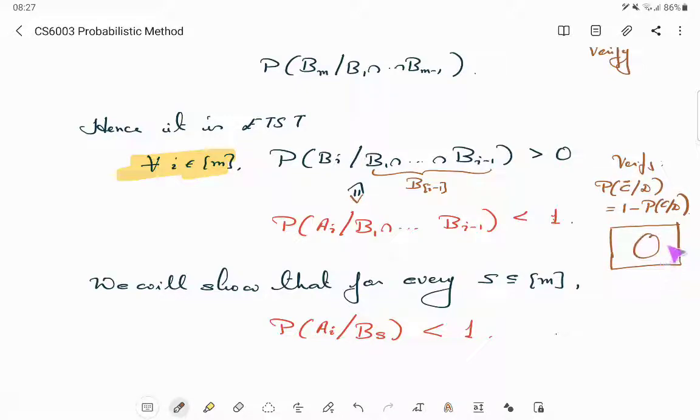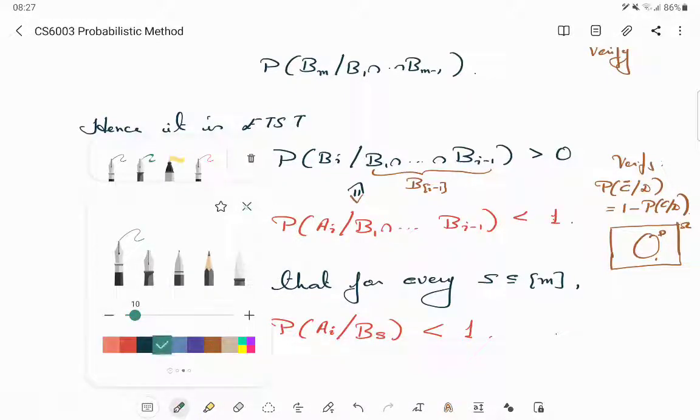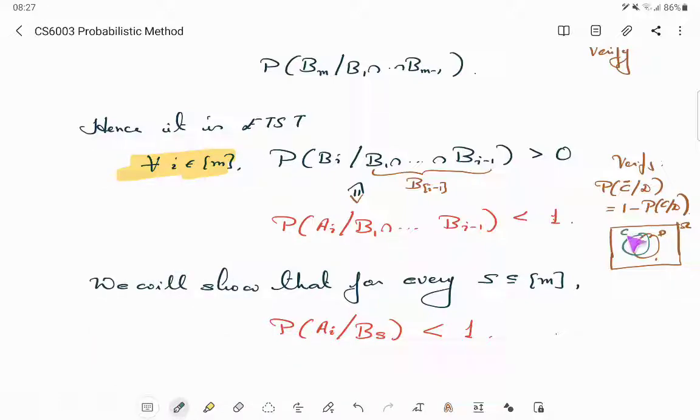Think about this. This is the universal set, and let's say this is your D. Let me draw C also. This is your C. Then what is this P of C bar given D? That is the ratio of this area inside D. It is not this area, it is this area divided by the area of D. C intersection D by D.